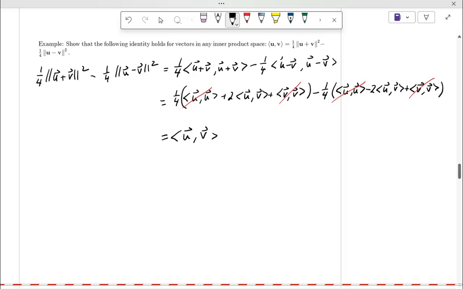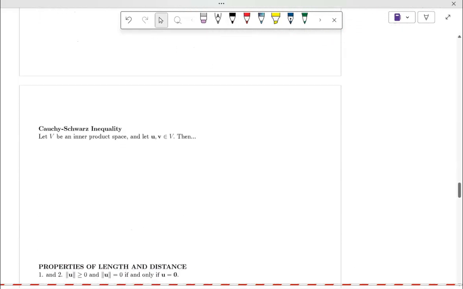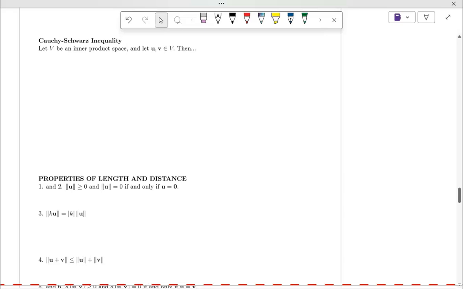Yes. Why don't these go away? When I take that and distribute it there, I get a plus sign. Right? That one okay? That one wasn't too bad. So anyway, that's playing around with length.